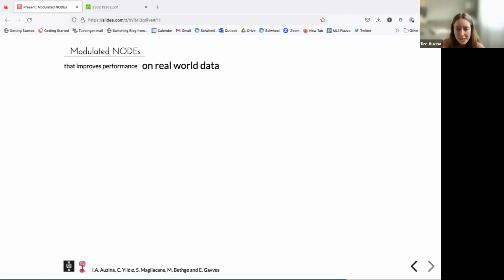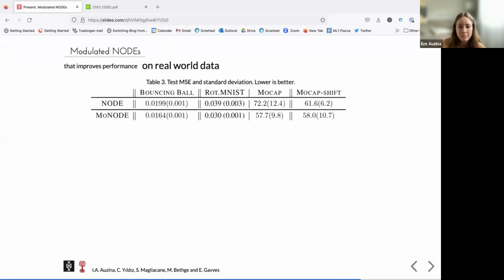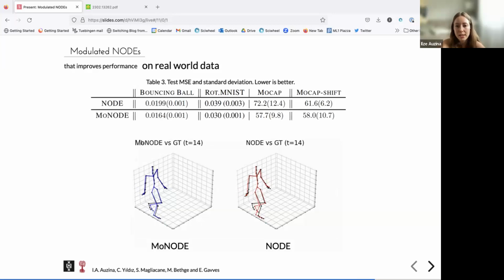Now, of course, it's nice when your model works on simulated data, and we also want to test it a bit more in a realistic setting. In particular, we tested on the mocap dataset. We have trajectories of walking human patterns, 50-dimensional. We tested two setups. One is mocap, where the model sees all the training data and just some trajectories are taken out. The other is mocap shift, where one participant is taken out of the data, so you have never seen this person in your training data.